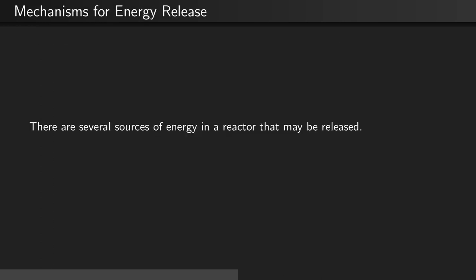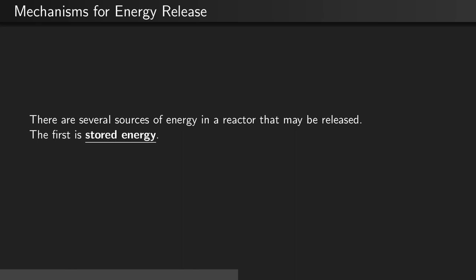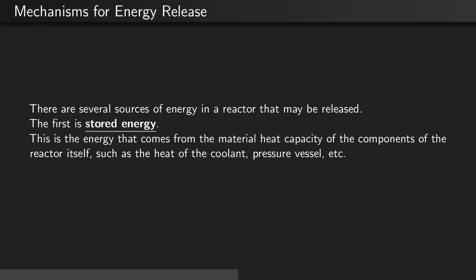There are several sources of energy in a reactor that may be released. The first is called stored energy. This is the energy that comes from the material heat capacity of the components of the reactor itself, such as the heat of the coolant, the pressure vessel, etc.